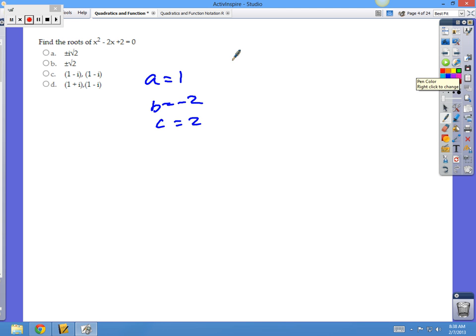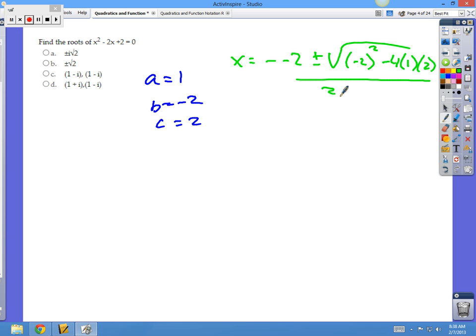So it's going to be x equals negative B. B is negative, so it's a negative B, plus or minus the square root of B squared, a negative 2 squared. You have to put the negative 2 in parentheses if you're using the calculator. Minus 4 times 1 times 2, all over 2 times 1.